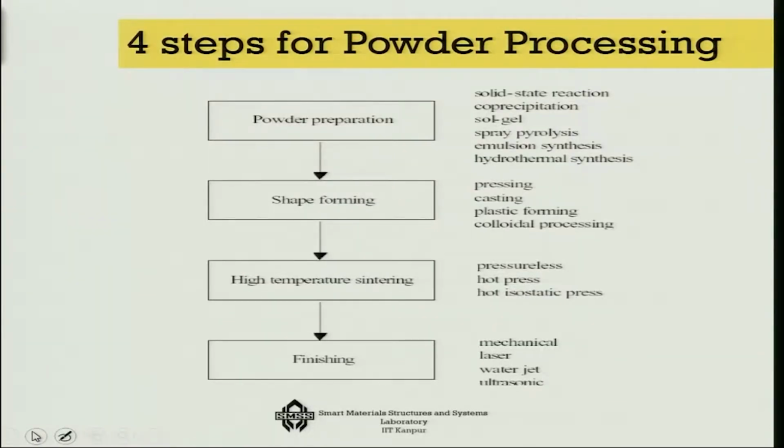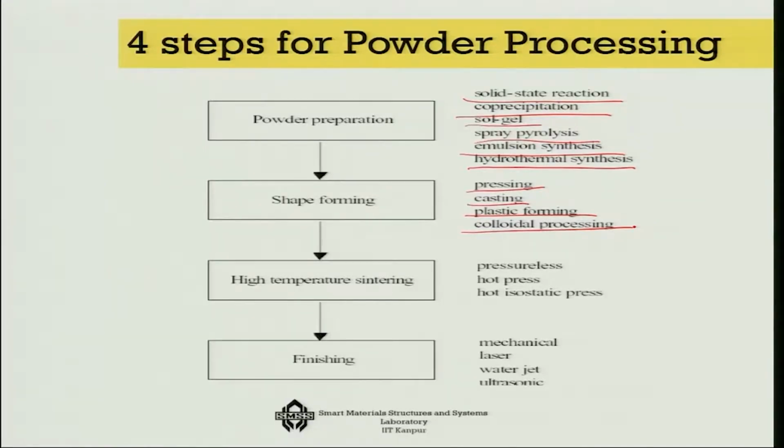Now there are many ways in which you can make the powders. Of course, you can use solid state reaction, co-precipitation, sol-gels, which does not need heat, spray pyrolysis, emulsion synthesis, hydrothermal synthesis. There are many ways in which you can make the powder. Also for shape forming, you can use pressing, casting, plastic forming, colloidal processing, so that you can give the required shape of the actuator.